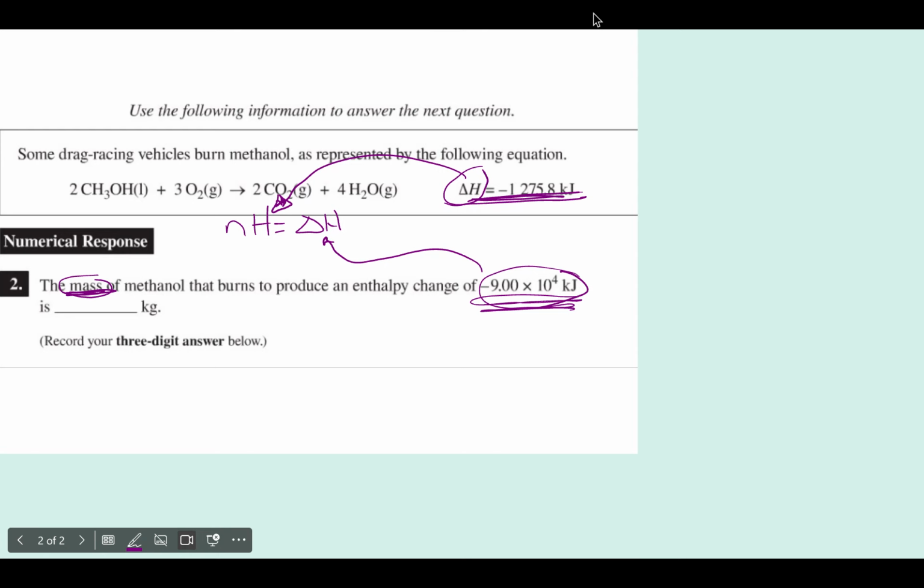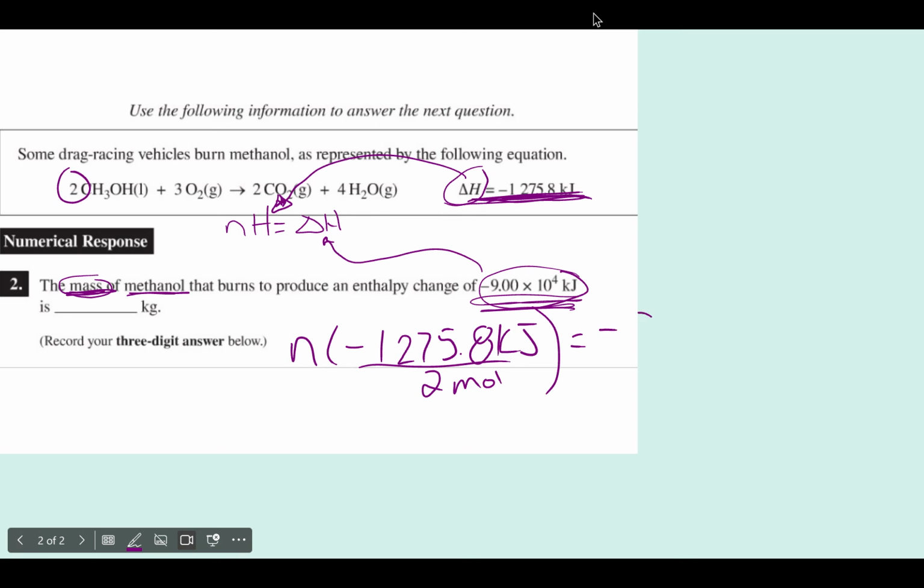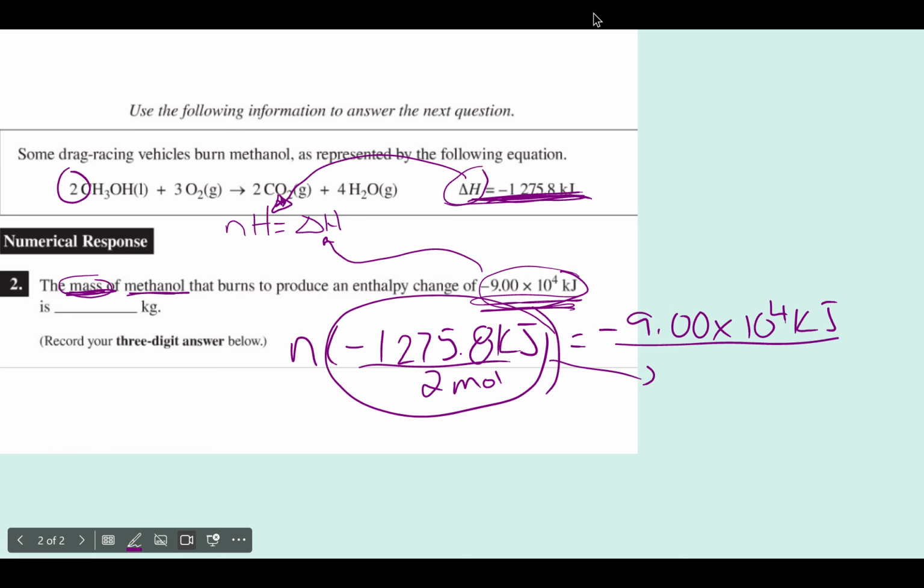So when we're starting to plug it in, you're going to have n times negative 1,275.8 kilojoules. It's asking about methanol, and this value represents 2 moles of methanol, so you'll have to divide that value by 2. And that will equal negative 9.00 times 10 to the power 4 kilojoules. So we're going to get n by itself. So to get n alone, you're going to divide this over to the other side.